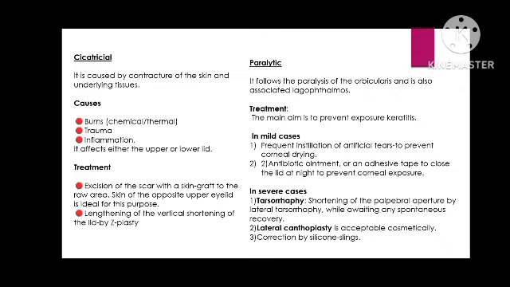In severe cases, is shortening of the palpebral aperture by lateral tarsorrhaphy and awaiting of spontaneous recovery, and lateral canthoplasty is acceptable, cosmetically corrected by silicone.